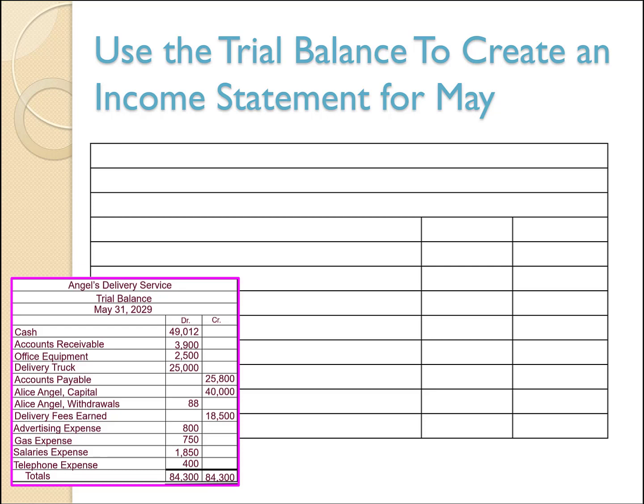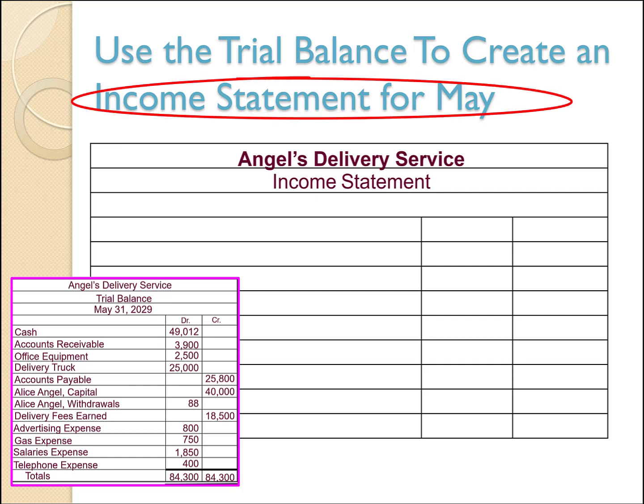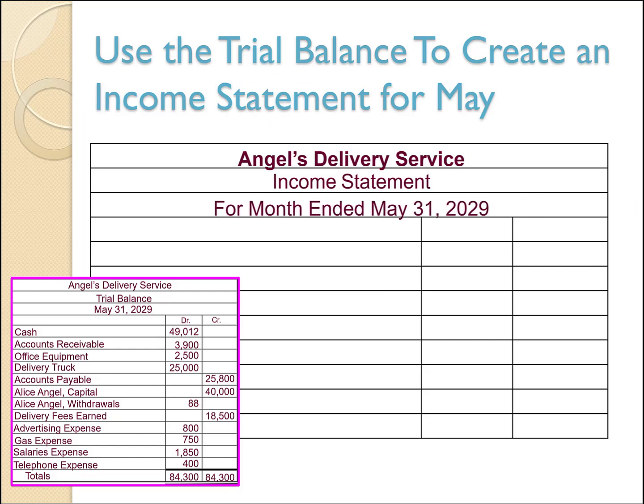And like all financial statements, we need to start off with our three-line heading. So what goes on the first line? It's always the name of the company, so Angel's Delivery Service. The next line, it's the name of the statement, in this case the income statement. And then the third line, remember, is always date related. So is it a single day or is it a period of time? Notice it says we're going to create an income statement for May. So it needs to say for the month ended May 31st, 2029.